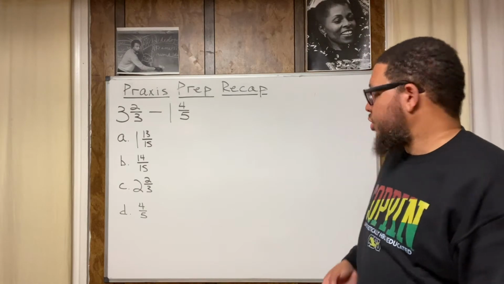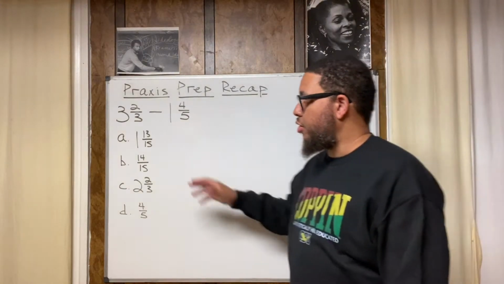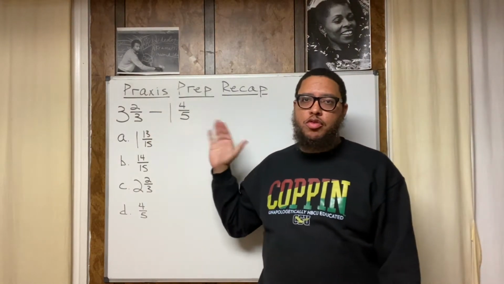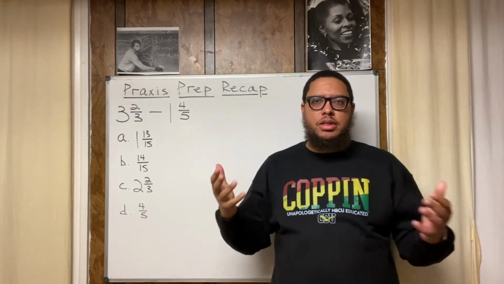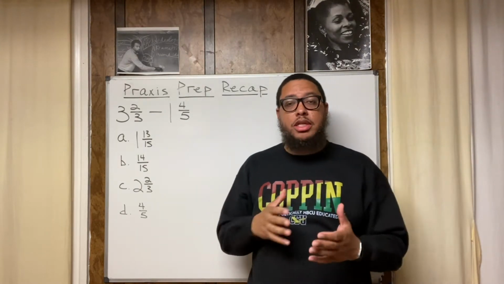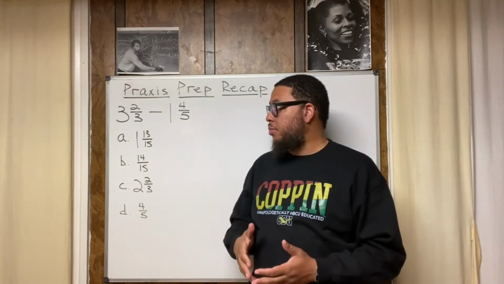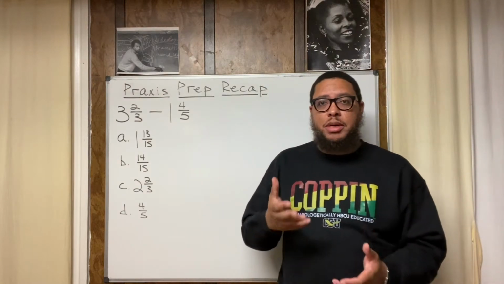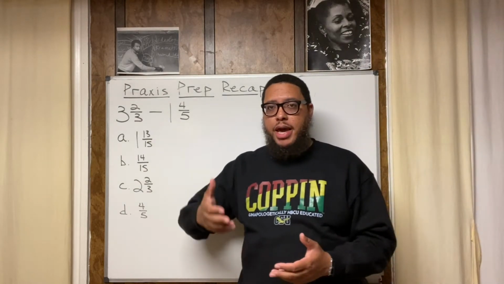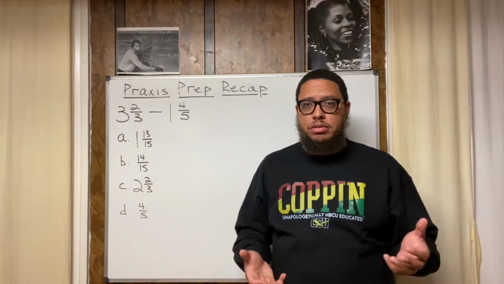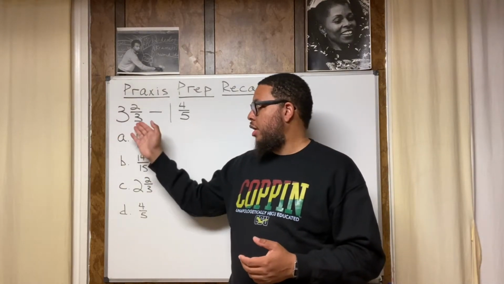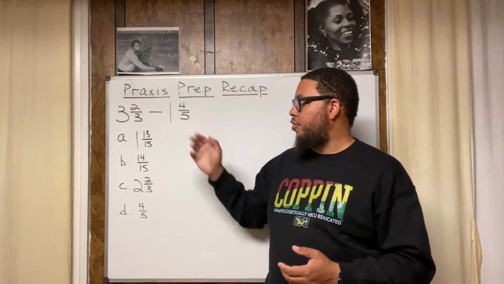All right. So we have 3 2/3 minus 1 4/5. This is a pretty standard subtraction problem dealing with mixed numbers, though. Mixed numbers because the numbers consist of a mixture of two types of numbers. We have an integer and we have a fraction. So 3, and then we have 2/3. 1, and then we have 4/5.